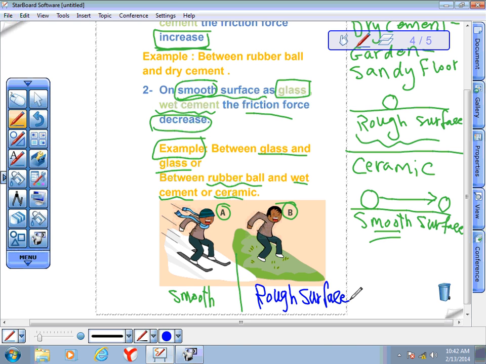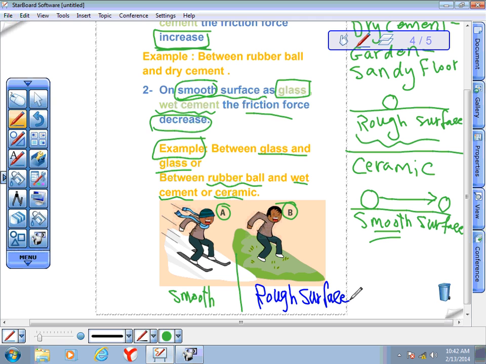So we can conclude that by changing the surface, the friction force changes, and when an object moves on a smooth surface, the object will move for a long distance, and when it moves on a rough surface, it will move for a short distance. This is because the friction force increases on rough surfaces and decreases on smooth surfaces.